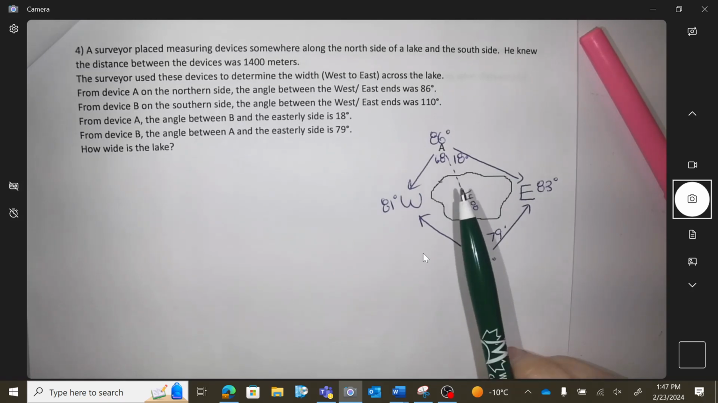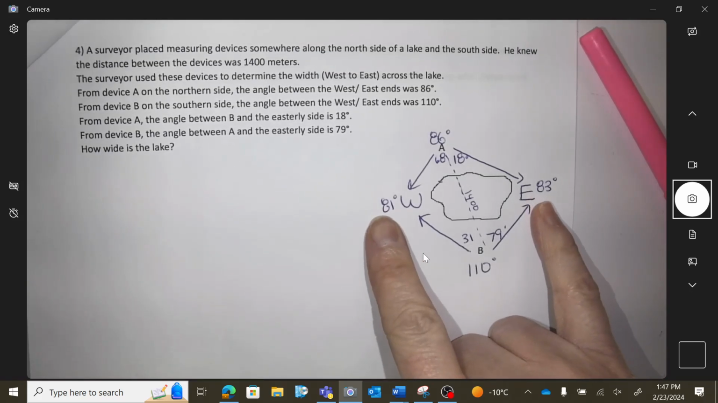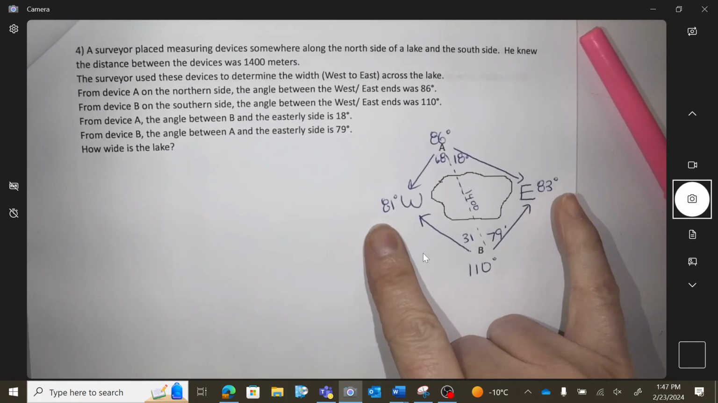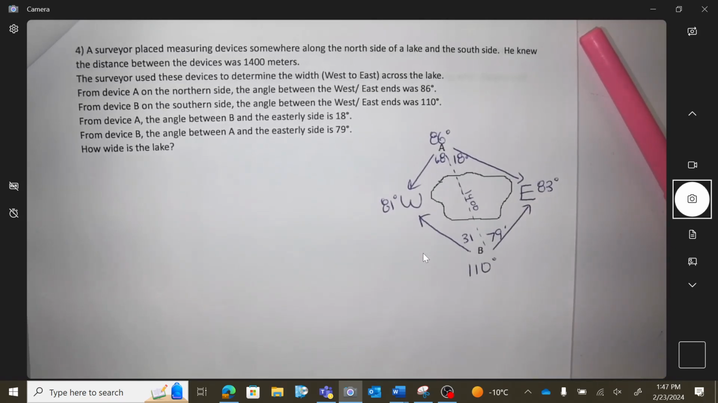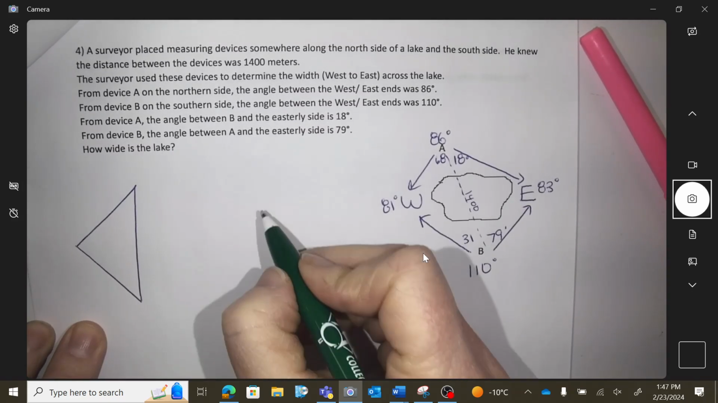Are we good with our numbers? I got a 68 beside the 18. I got a 31 beside the 79. And then I also completed the triangles over here, 81 and 83. Good? Okay, I need you to split apart.